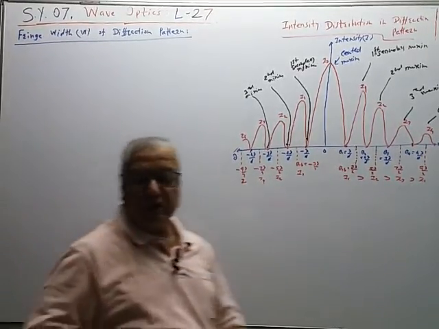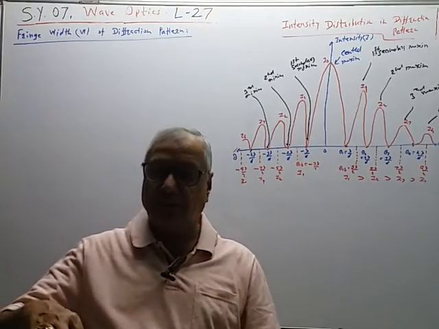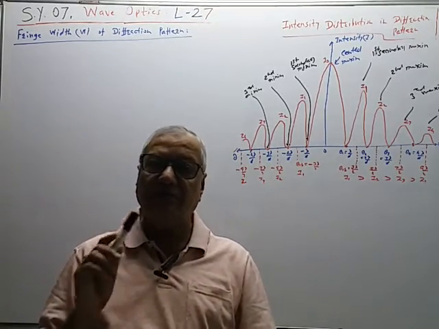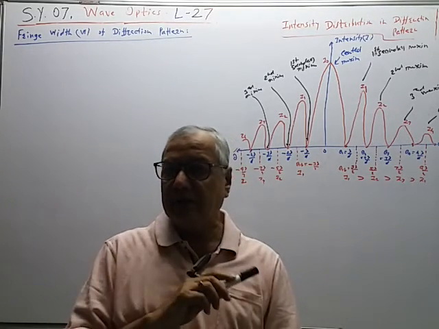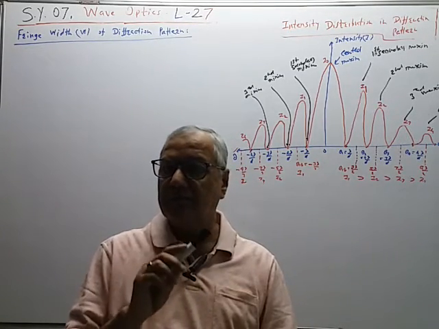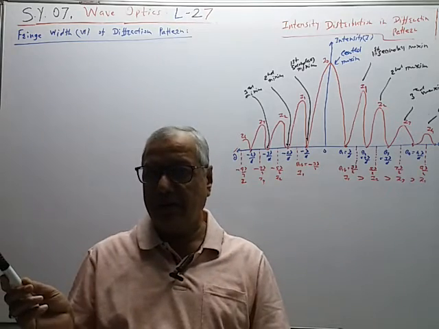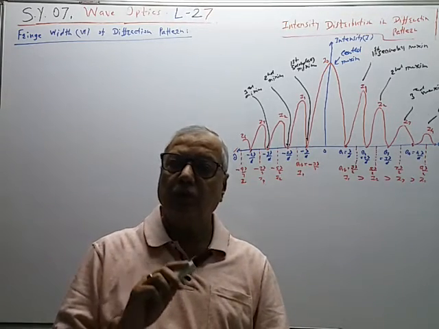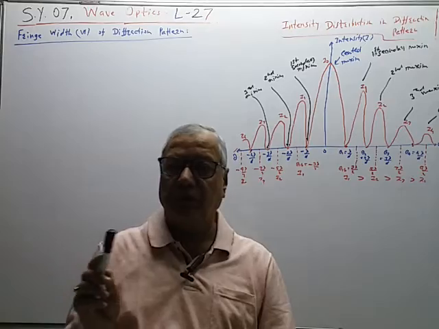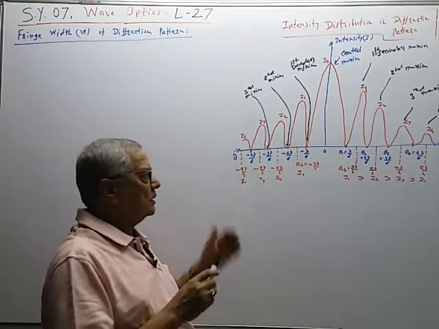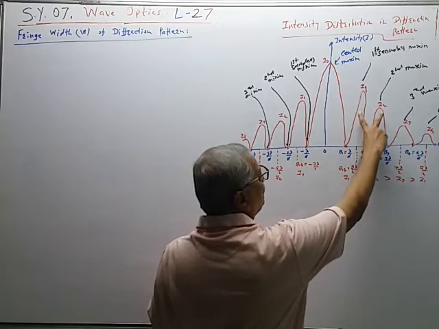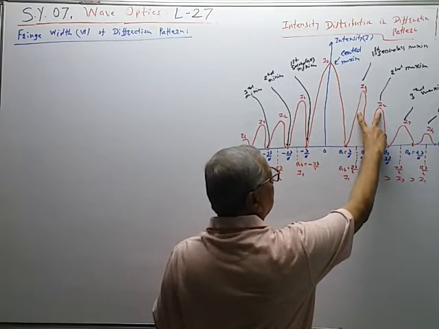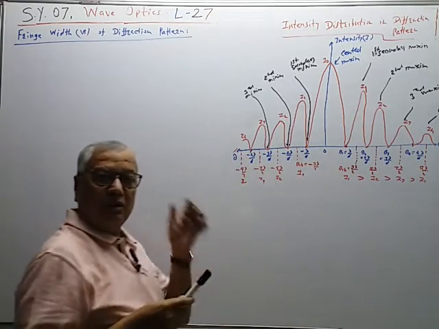In interference, we have derived the expression for the bandwidth. Bandwidth and fringe width both have the same meaning. In case of interference, it is the distance between two consecutive bright bands or two consecutive dark bands. It is one such definition. It is the distance between two successive minima or two successive maxima, secondary maxima.